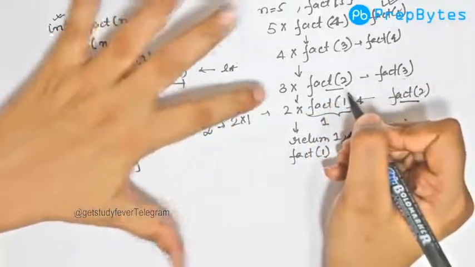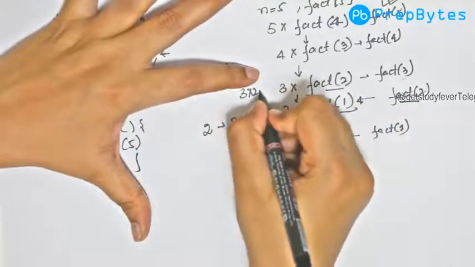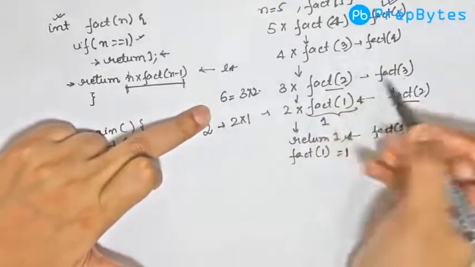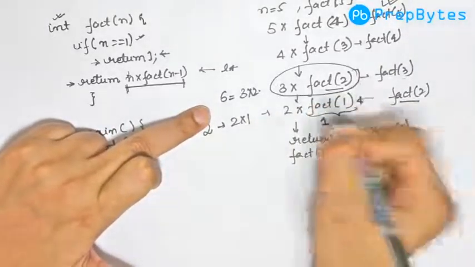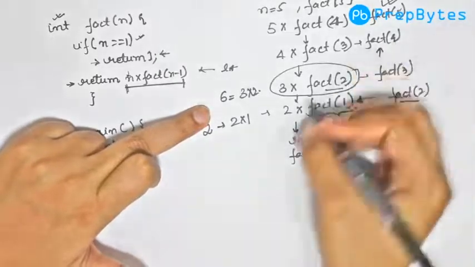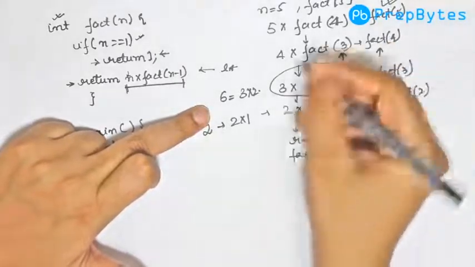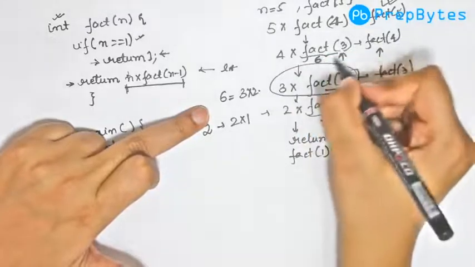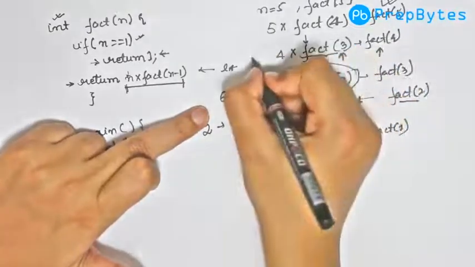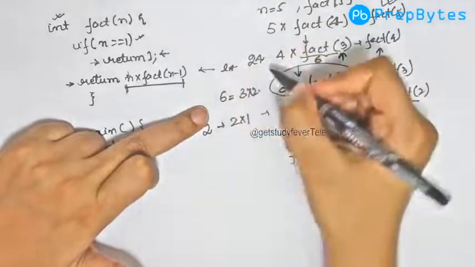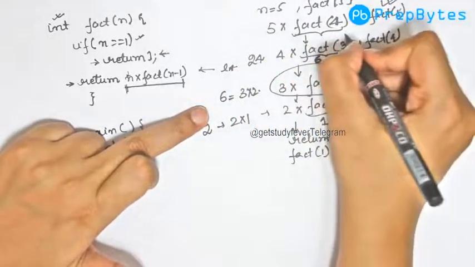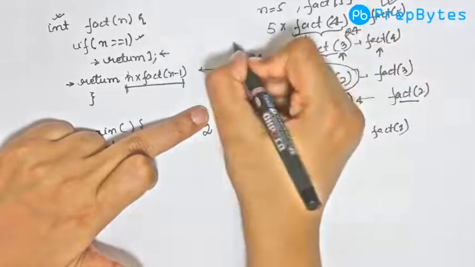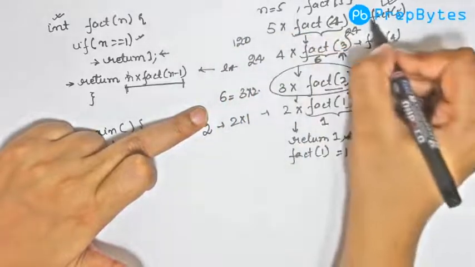So now what is the return value here? 3 into 2, which is 6. Now this 6 will be returned to the calling function. So which particular function called this particular statement? Fact of 4. Now fact of 3 will be replaced by 6. So it will be 6 here. And what will be returned to fact of 5? It will be 4 into 6, 24. Now again, fact of 4 is replaced by 24. And what is returned to fact of 5? 24 into 5, 120. So 120 is returned to fact of 5.